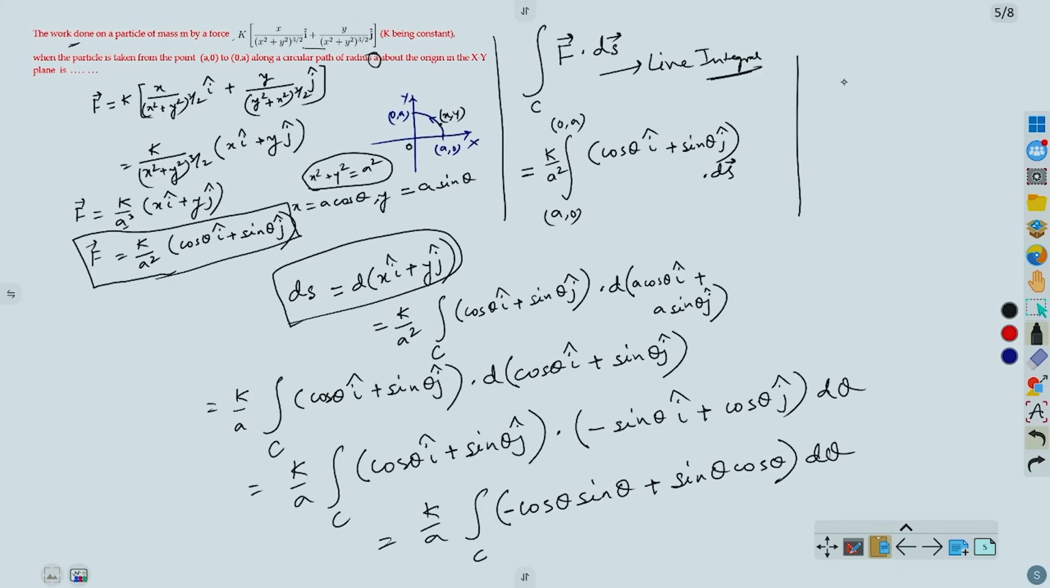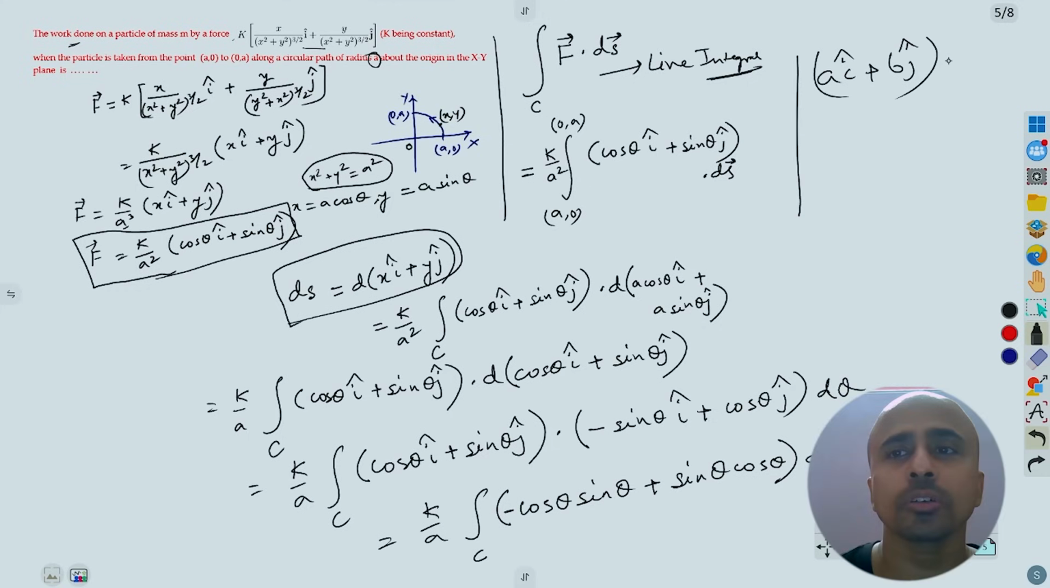If you don't know the formula for dot product, it is like this: let's say we have two vectors, A i cap plus B j cap and C i cap plus D j cap, and we are taking the dot product of these two vectors. The formula is AC plus BD. Okay, we will take this one plus this one. And dot product is a scalar. Work done is a scalar, right? Dot product is a scalar, so it is AC plus BD. I did the same thing here.